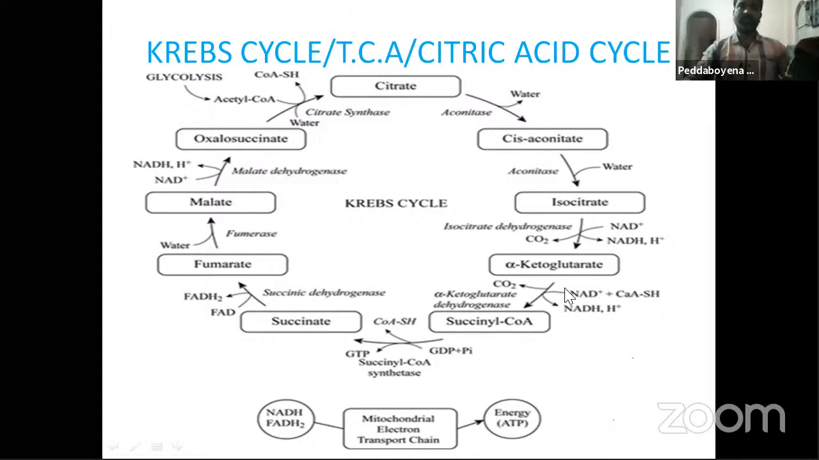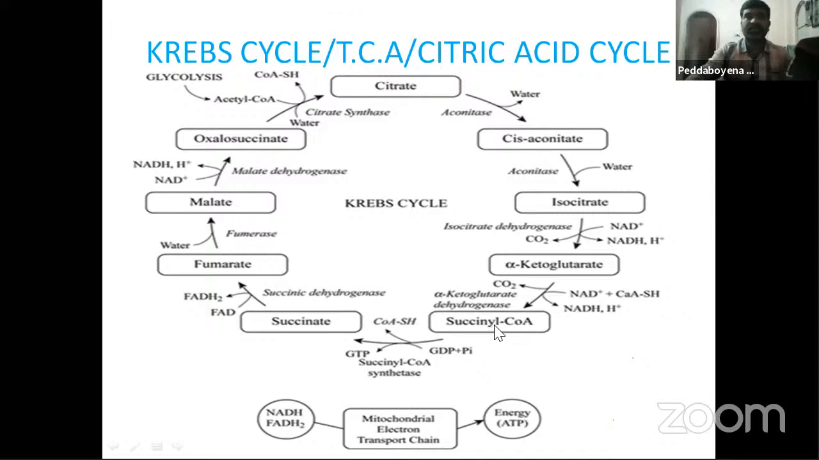Next, alpha-ketoglutaric acid is converted to succinyl coenzyme A. In this reaction also NAD plus is reduced to NADH plus H plus, and also 1 mole of carbon dioxide is removed. Alpha-ketoglutaric acid is already 5 carbons, and here one carbon dioxide is removed, so the remaining is 4 carbons. With these 4 carbons, succinyl coenzyme A is formed. So here also, this is the second oxidation and also decarboxylation.